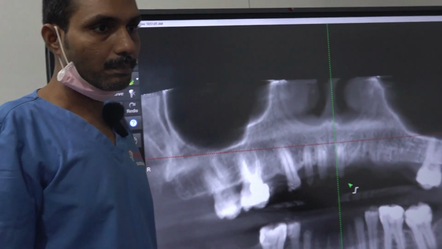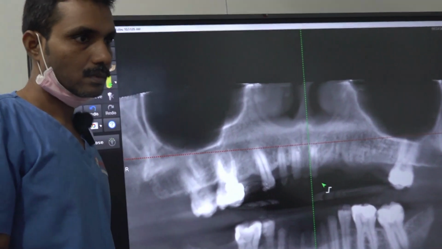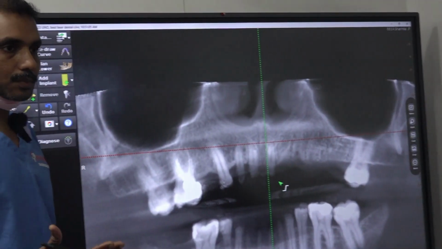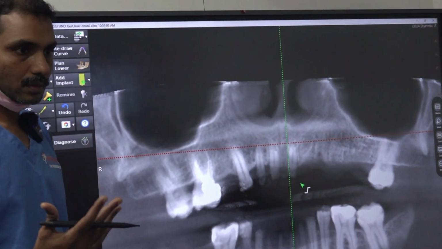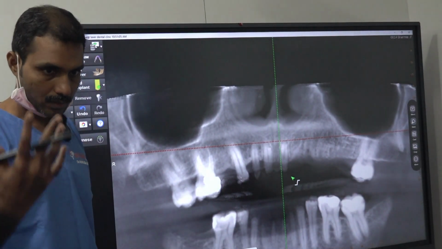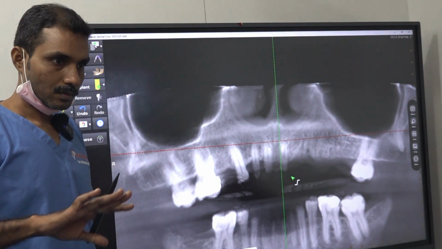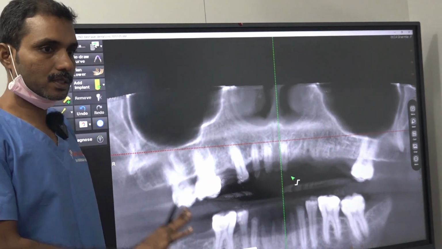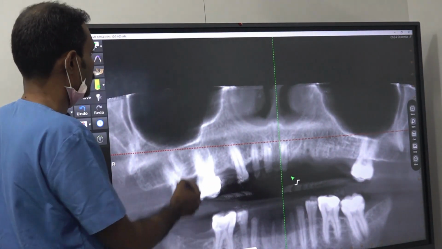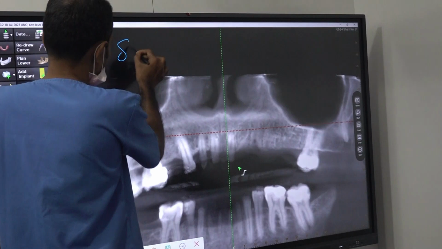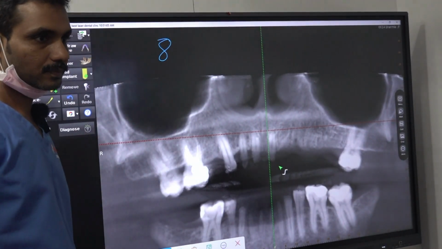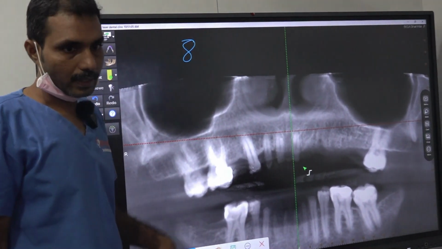So, how many implants for the maxilla? Different concepts are used in different parts of the world. All on 4, somebody will tell, all on 6, somebody will tell. How we do with single piece we will discuss. Okay. What is the number of implants is determined. Okay. 8. Tentatively we are planning with 8.